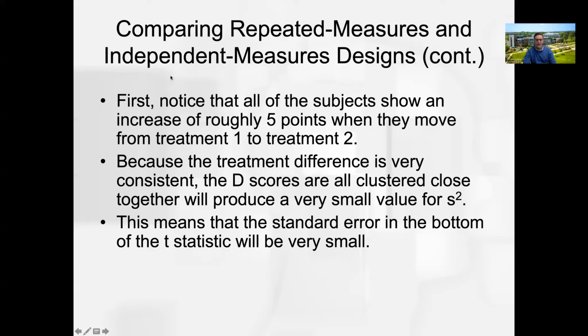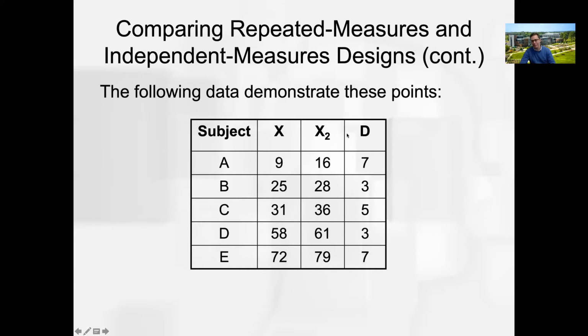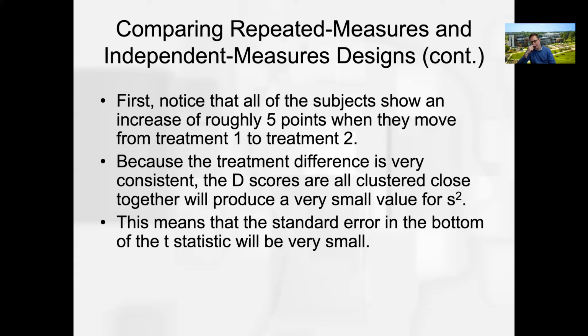So again, from that data set, notice that all the subjects show an increase of about an average of 5 points, actually an exact average of 5 points, when they go from treatment 1 to treatment 2, or pre to post. Because that treatment is very consistent, those D-scores are all clustered close together, thus producing a really small variance, subsequent standard deviation, and then standard error.